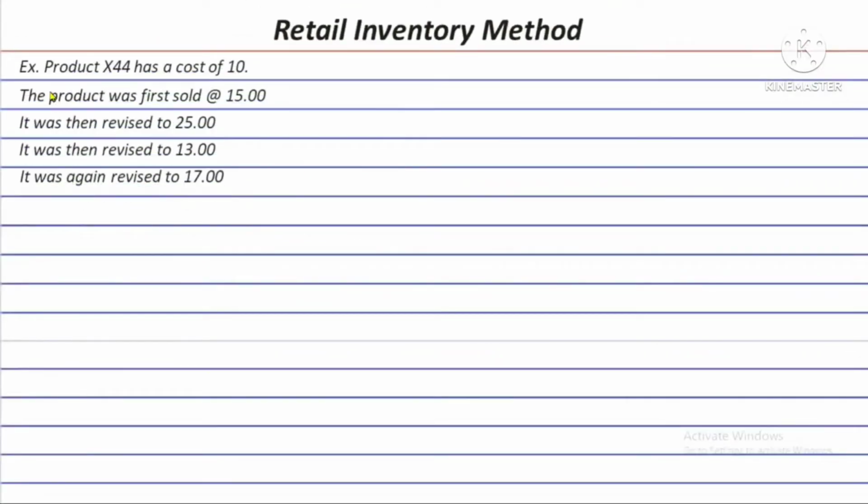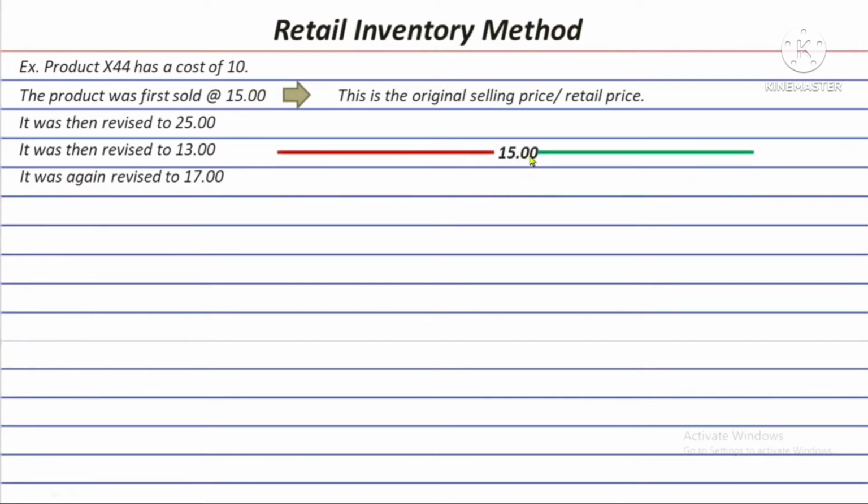So this is again the illustration. We have product X44, which has a cost of 10 each, and this product was first sold at 15 each. So again, it has a markup of 5 each. And actually, this 15 right here is the original retail price, and the 5 is the original markup. Okay? Just remember that. So, to start the analysis, let's put 15 here in the middle. Don't worry, it will make sense later.